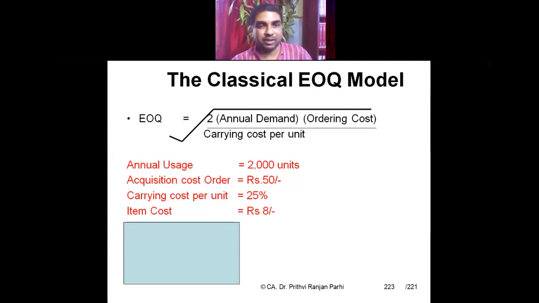Here is a question. Annual usage is this much. Acquisition cost per order is rupees 50. Carrying cost per unit is 25%. Item cost, that is per unit cost, is rupees 8. Please try to solve this question. If you are carrying a calculator, try to solve it. Annual demand is given to you. Ordering cost, the acquisition cost per order, is given to you. Carrying cost per unit is given to you.